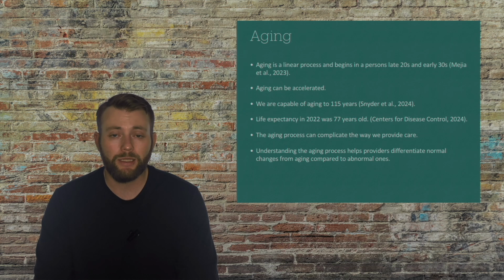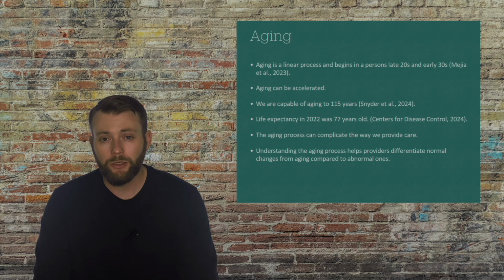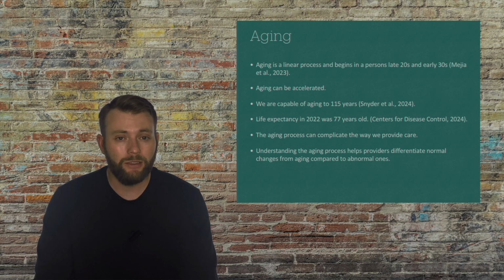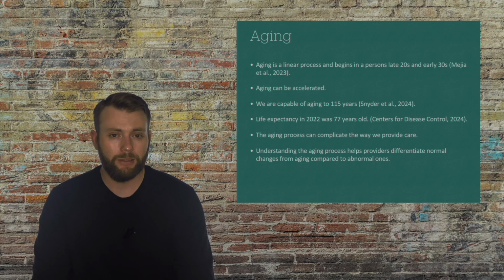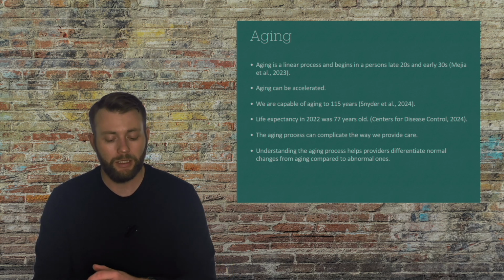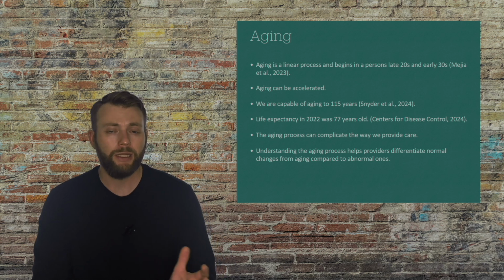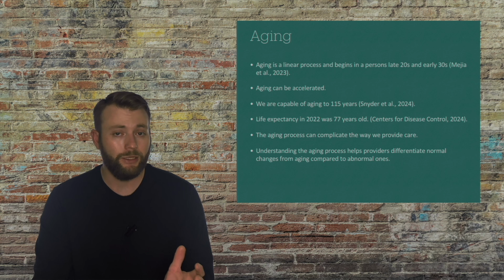Geriatrics is the assessment and treatment of disease in patients over the age of 65. For the purposes of this presentation, we'll consider a geriatric patient to be age 65 and older. Aging is a linear process that begins in our late 20s to early 30s. When I say linear process, it's cumulative years of aging. So a 35-year-old ages at the same rate that an 85-year-old ages.